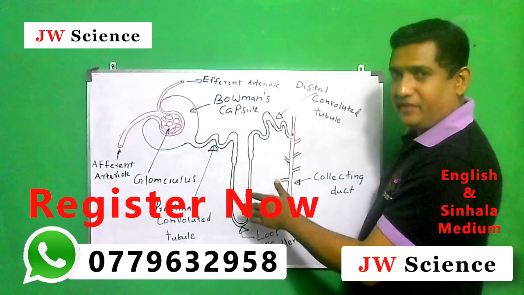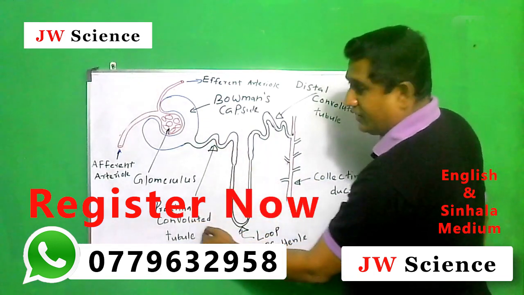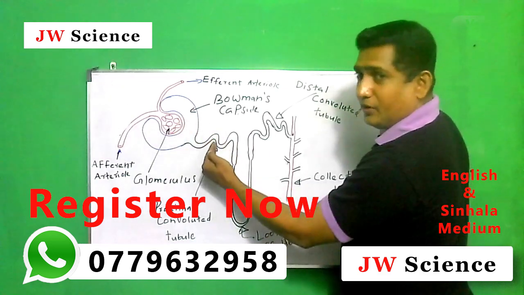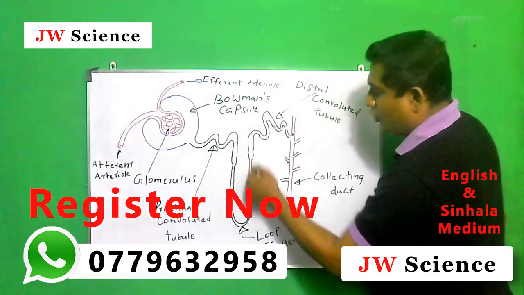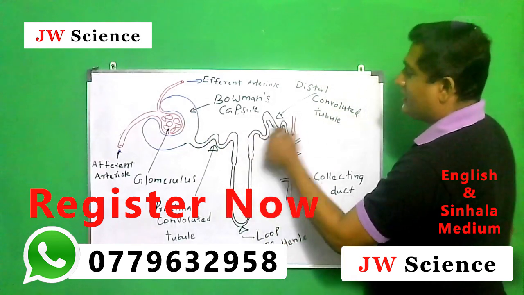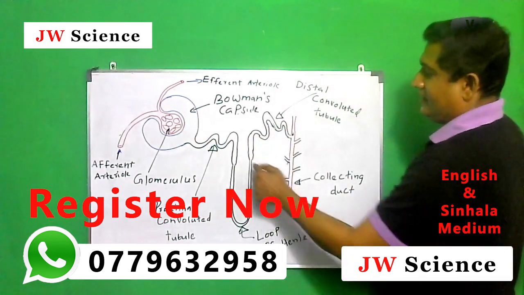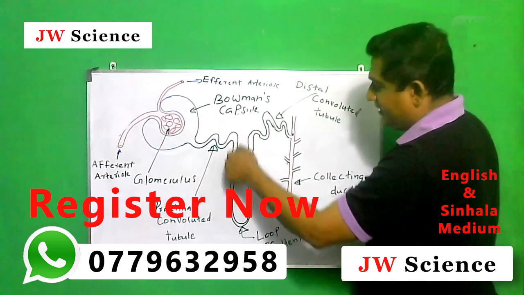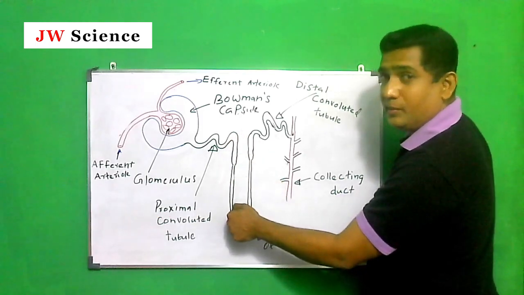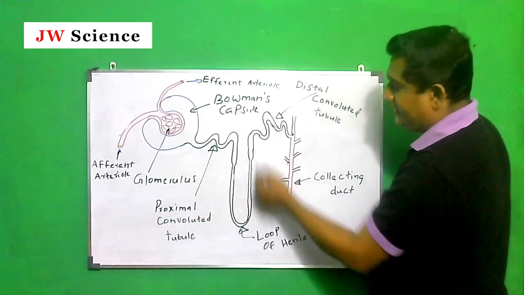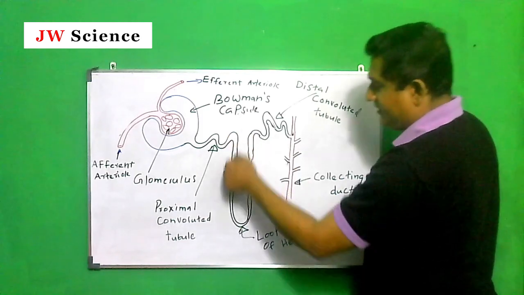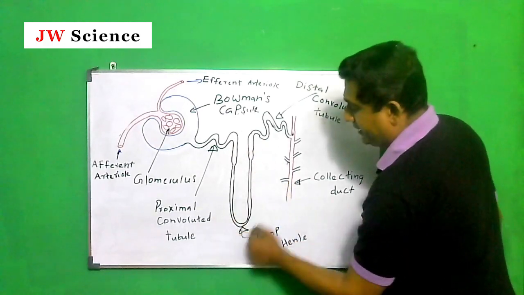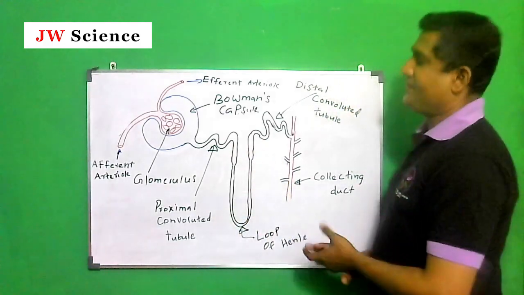The tubule can be further subdivided into the proximal convoluted tubule, the area next to the Bowman's capsule, then the loop of Henle and the distal convoluted tubule. The loop of Henle has two limbs. This limb is called the descending limb and this limb is called the ascending limb. So this is the descending limb of the loop of Henle and this is the ascending limb, and this area is called the loop of Henle.